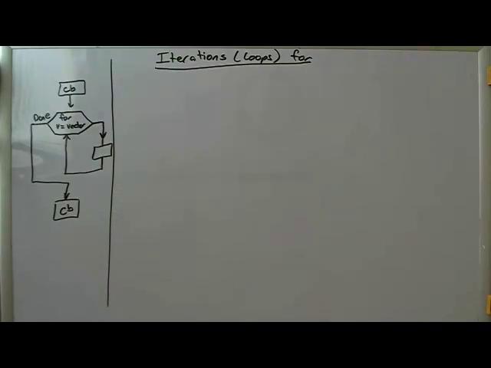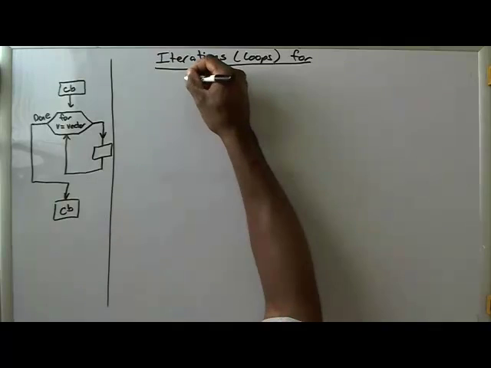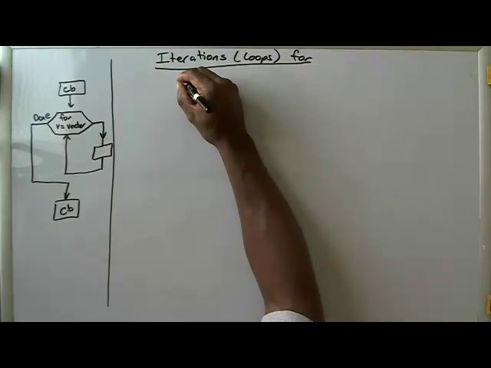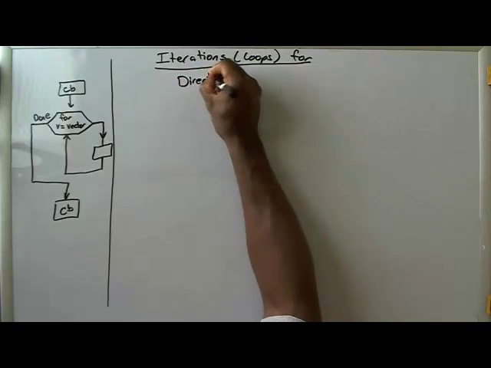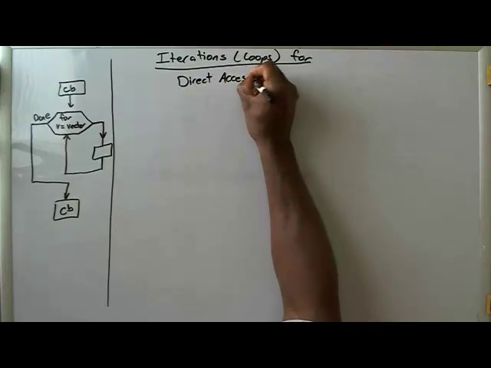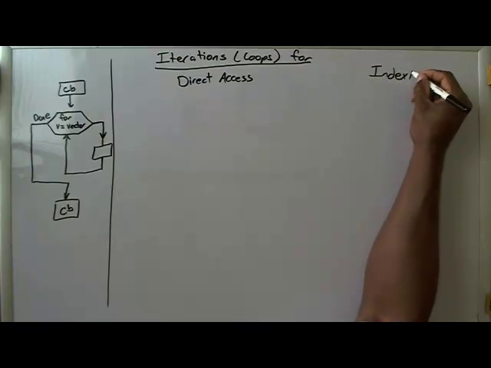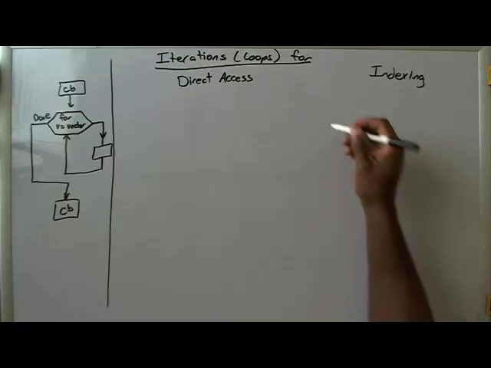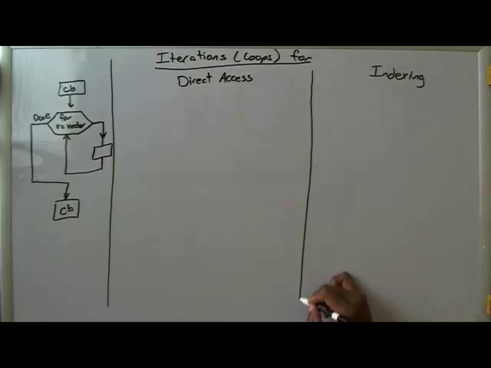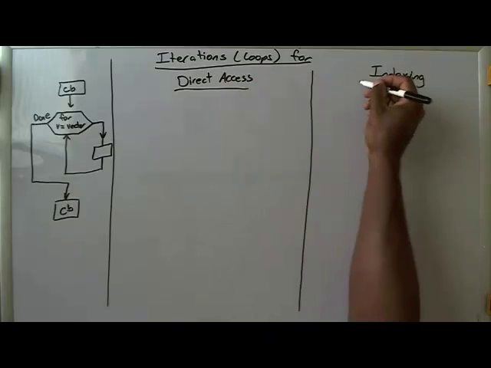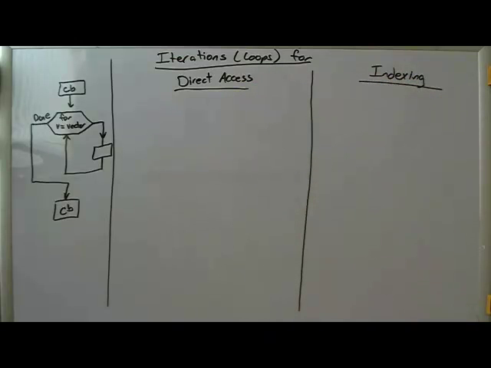Now, there are two different varieties or classifications that I want to talk about when doing the for loop. One is doing a problem through a method called direct access, and the other is a method called indexing. I'm going to cover each of those, and I'm going to show you the same problem done for both. The first problem I want to do is simply have it count through a vector of numbers and display them to the screen.